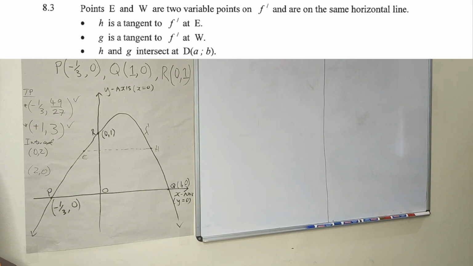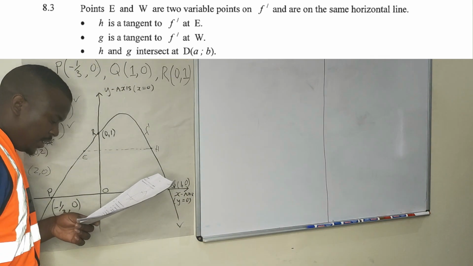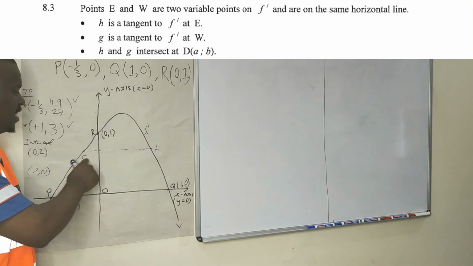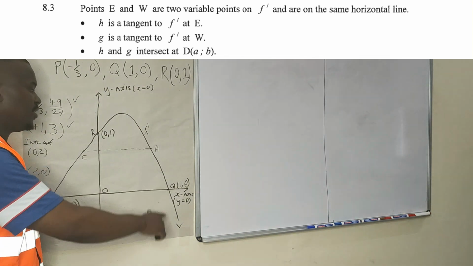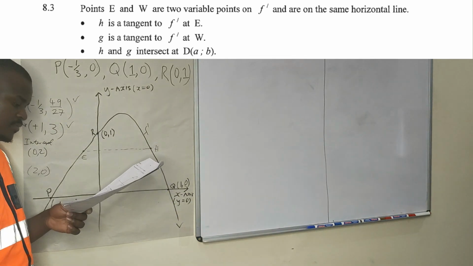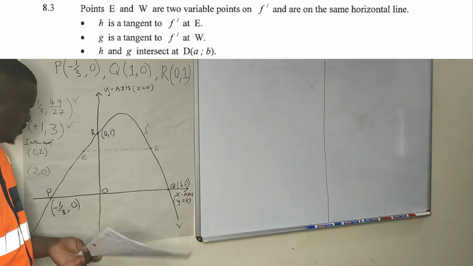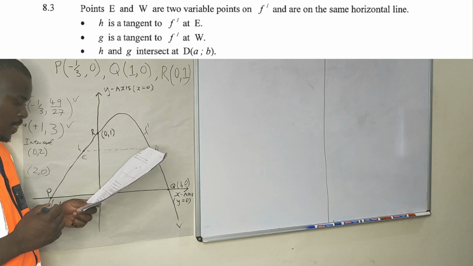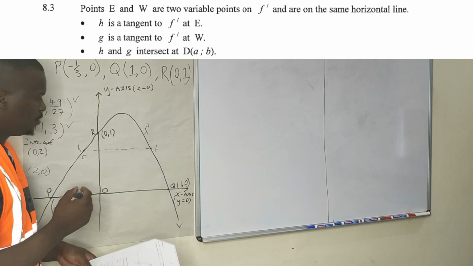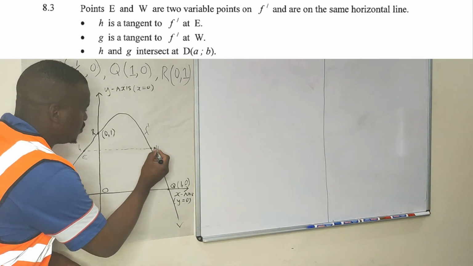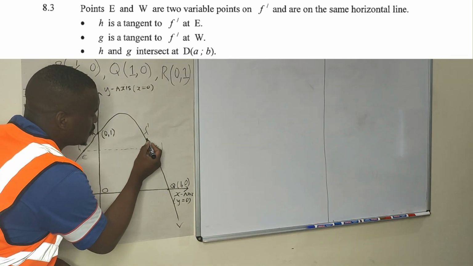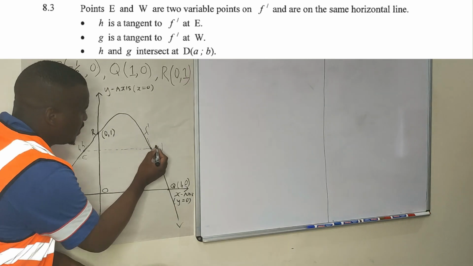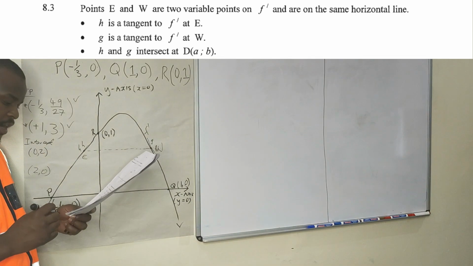Just take one. So this is what this means. E and H are 2 variable points on the gradient function in the same horizontal line. H is a tangent to f prime at E, so there's some tangent here, right? G is a tangent on f prime at H. So G is a tangent here. So we have one tangent here, and here we have G that is a tangent here, right?